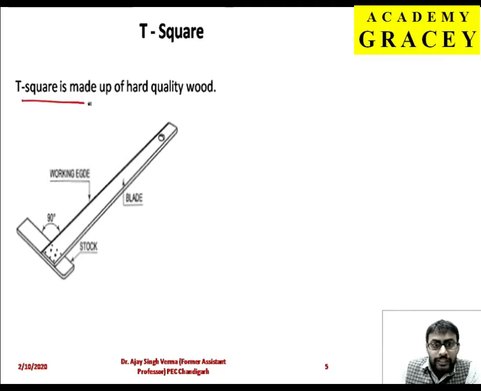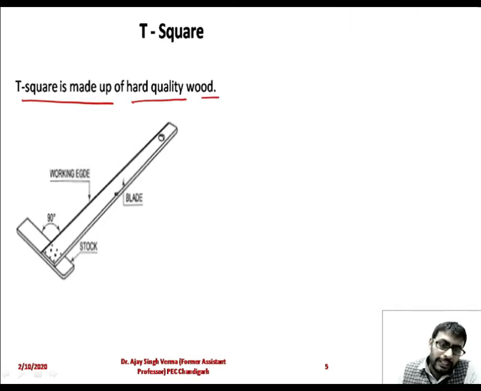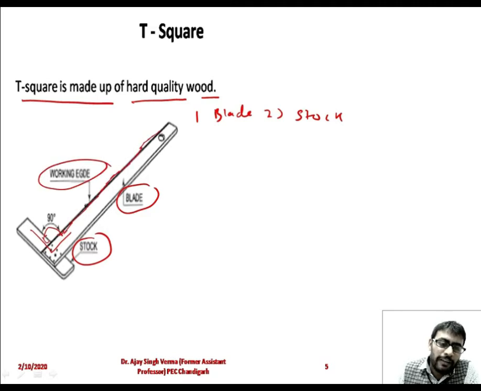Your T square is also made of a hard quality of wood. It consists of two parts: one is the blade and the second is the stock. This one is the blade and this is the stock. These two parts are mounted at 90 degrees to each other. From here we can draw parallel lines as we move it up and down.